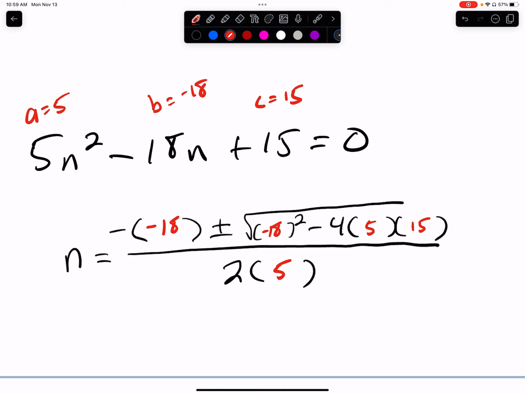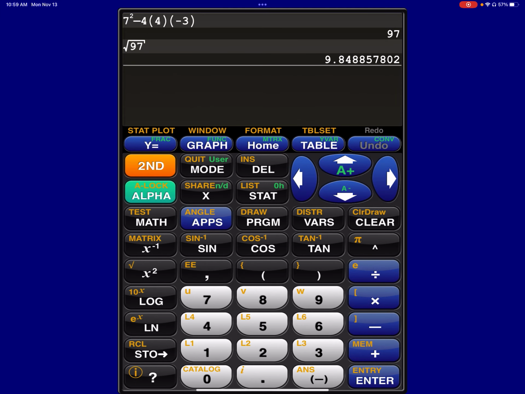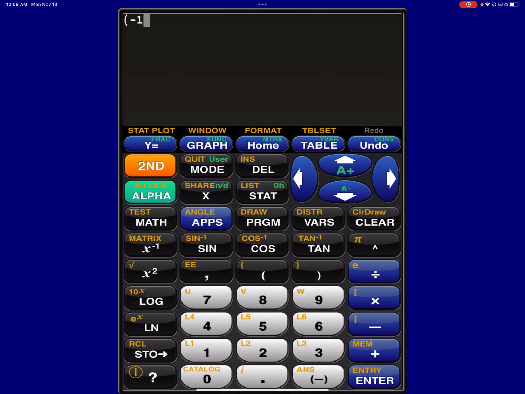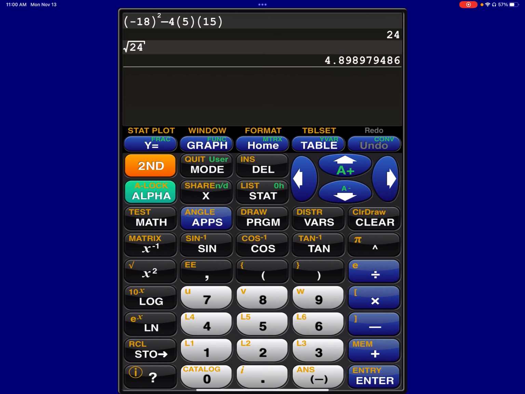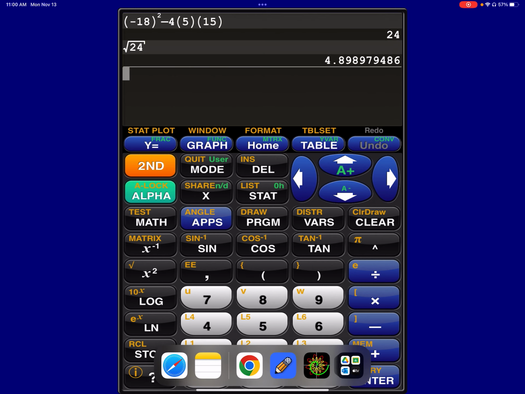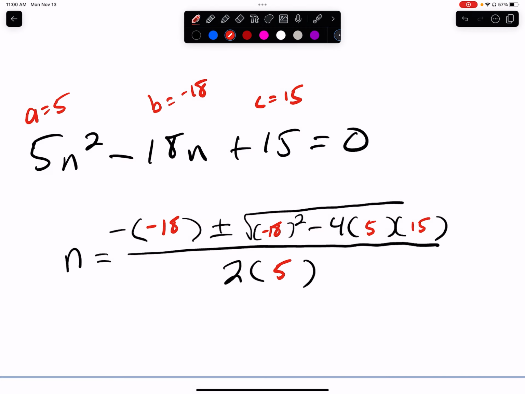is 10. Okay, so what happens here? We've got -18 squared minus 4 times 5 times 15. All right, so I'm going to throw it in here. -18 squared minus 4 times 5 times 15. And what do we get? 24 as our number. Now, when I go to take the square root of 24, it gives us a decimal. But there's something that you can do with 24 that we need to simplify, okay?